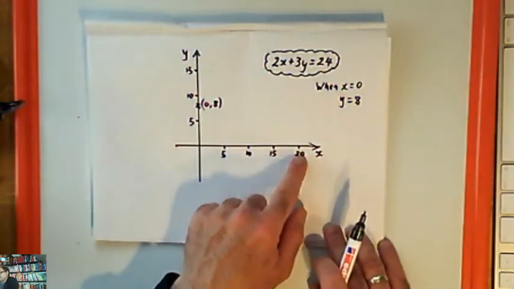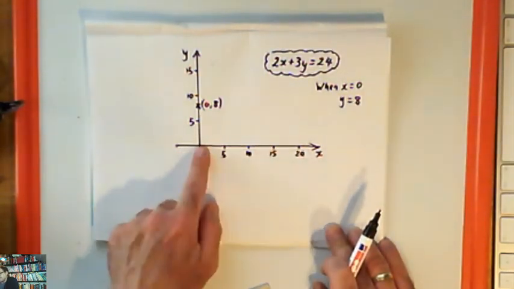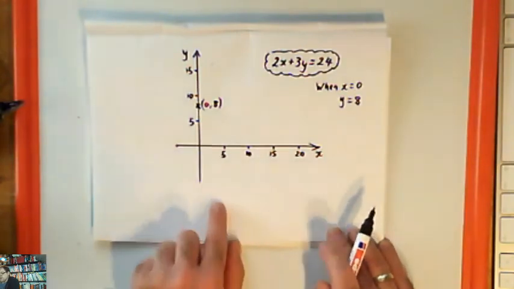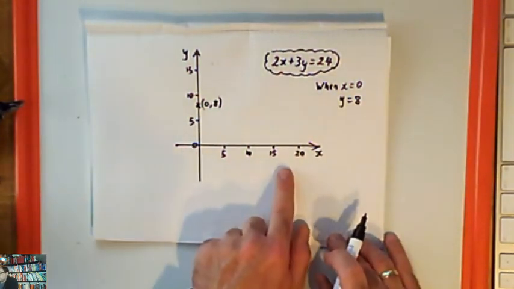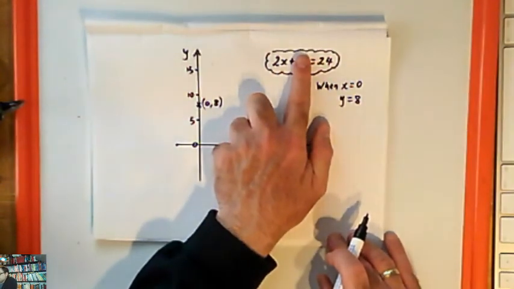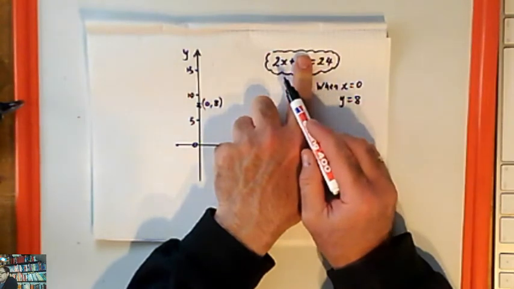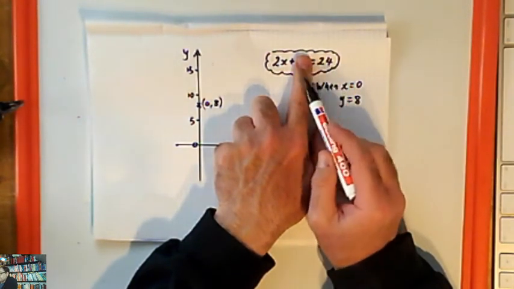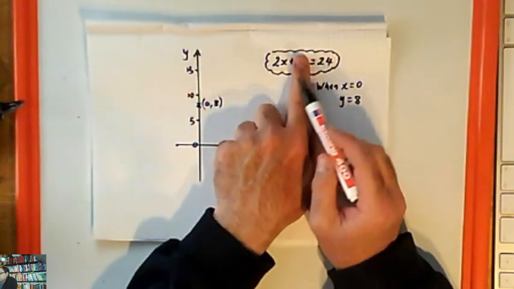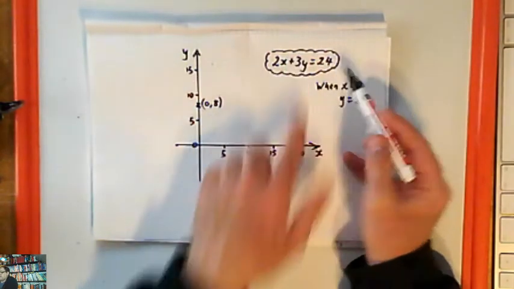Now I'm going to think about where it crosses this axis. This is the x-axis, but it's where y equals 0. If y was 0, then the 3y bit would disappear, and you just have 2x on the left and 24 on the right. So if y was 0, then x would have to be 12 to make that balance.